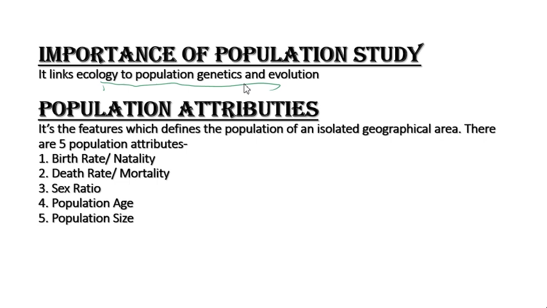Now what does it mean? It covers 5 population attributes. What are they? First one is birth rate or natality, death rate or mortality, sex ratio. Sex ratio means male to female ratio: the number of males divided by the total number of females. The fourth one will be population age, and the last one is population size. We will discuss them individually in the next part of the video, but here we will only discuss till population attributes.